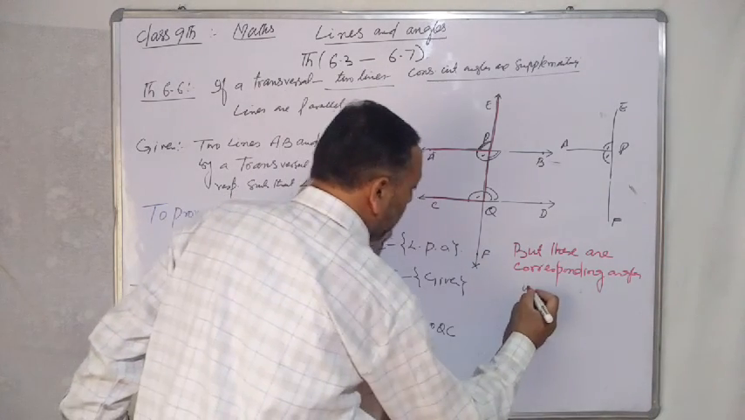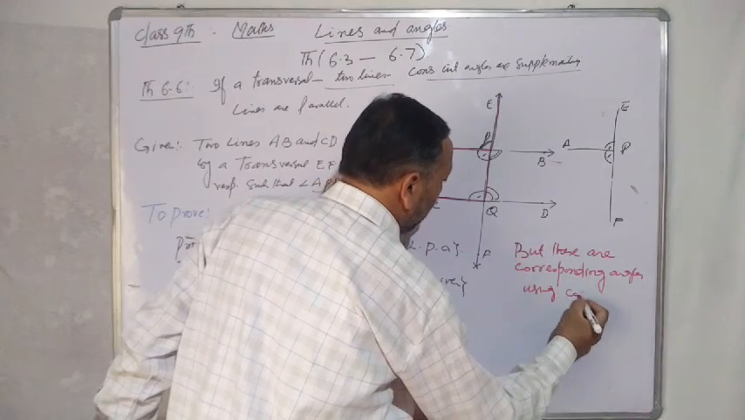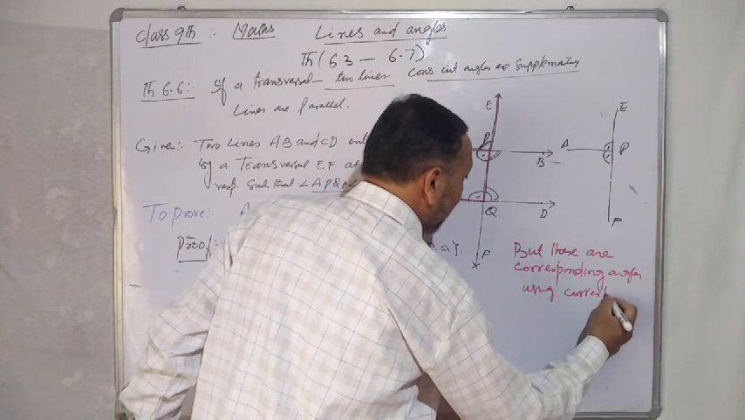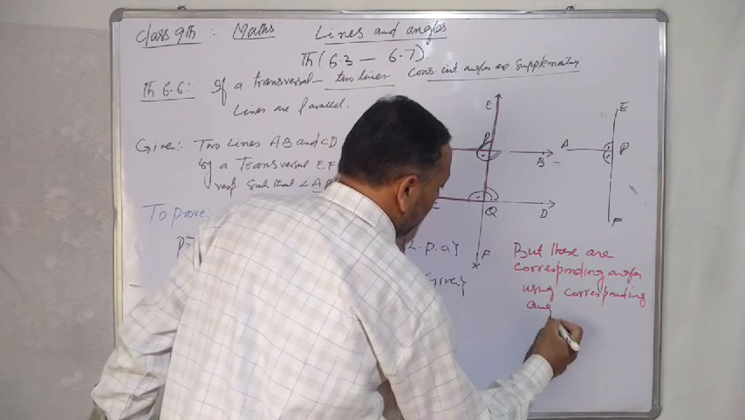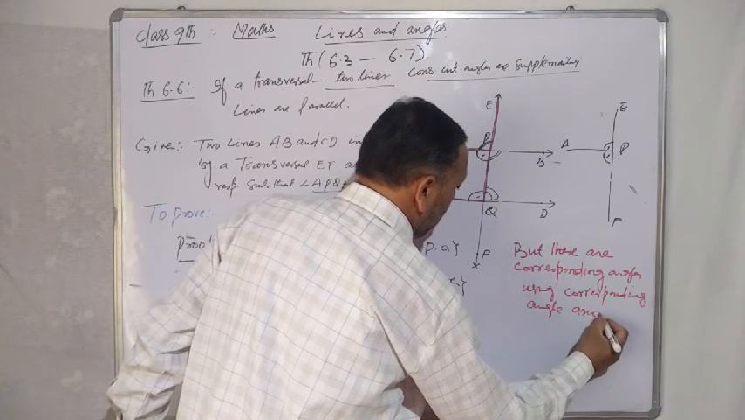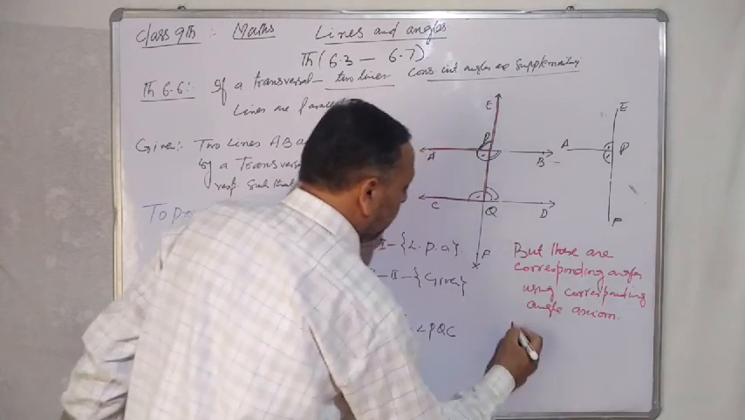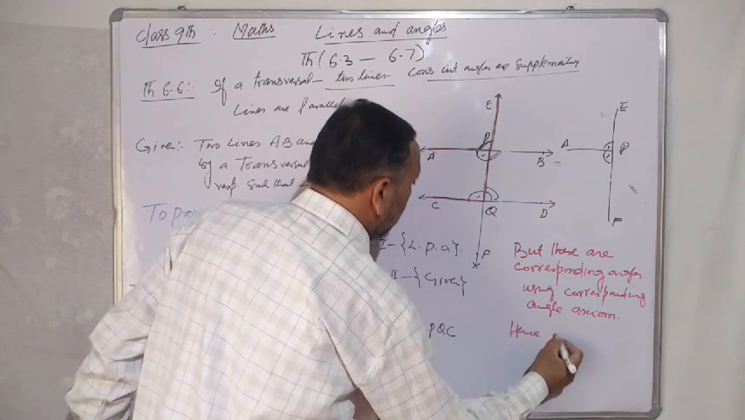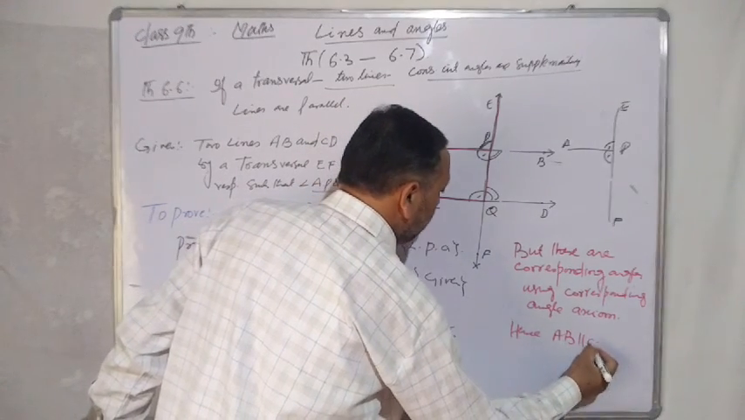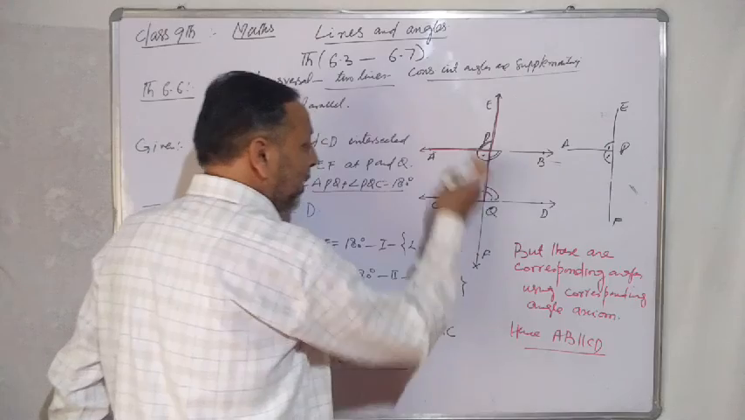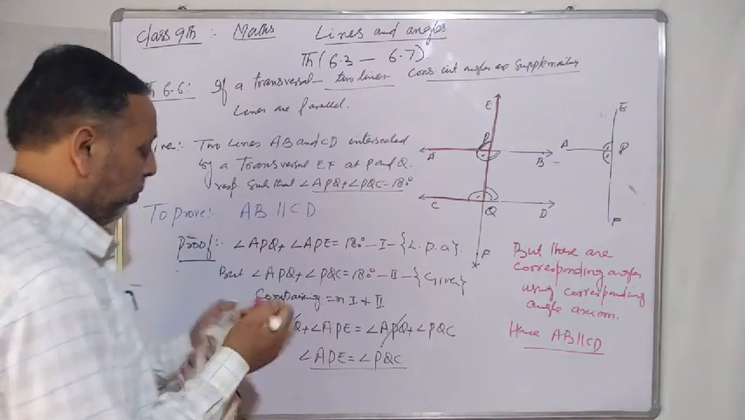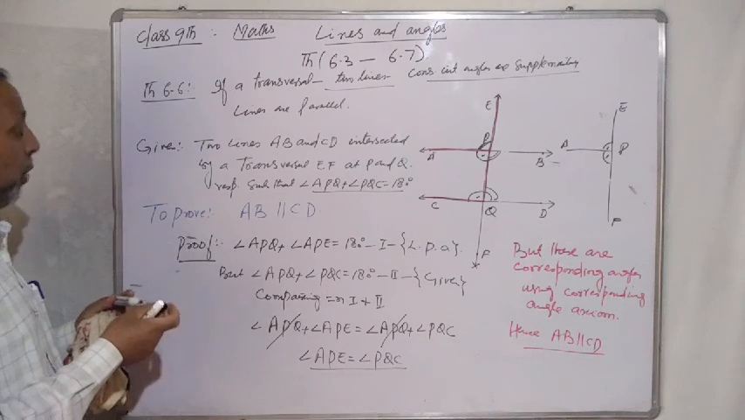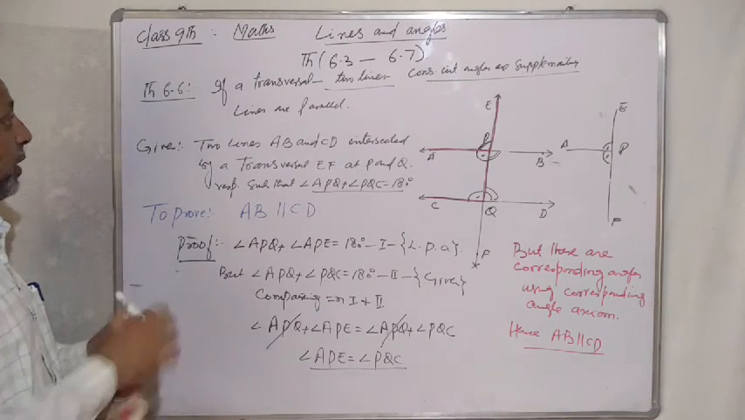Using the corresponding angle axiom, we have AB is parallel to CD. Corresponding angles are equal, so the lines are parallel. Hence AB is parallel to CD. This proves the theorem. Pause the video and note it down. Let's move to theorem 6.7.